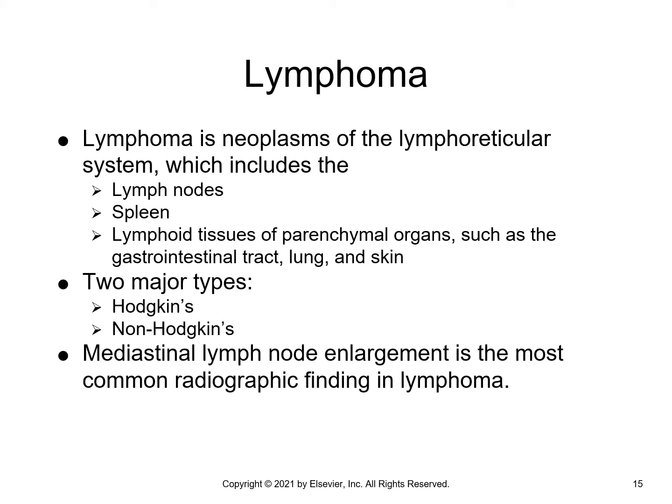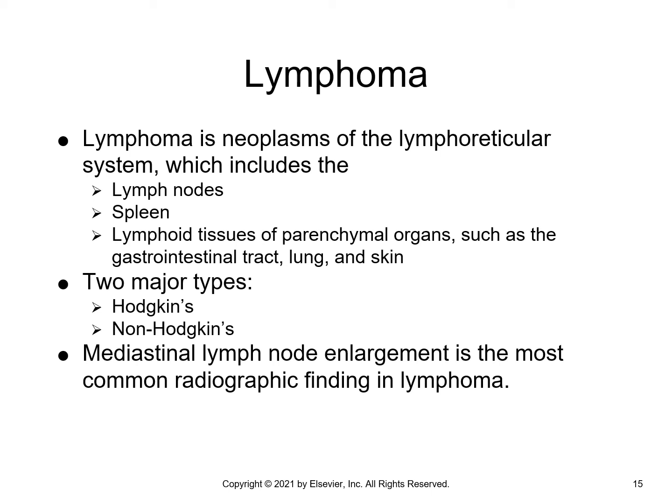Now, these can occur in lymph nodes, spleen, or any other lymphoid tissue in parenchymal organs, such as if there's lymphoid tissue spread throughout the gastrointestinal tract, lung, and skin, a lymphoma can occur in any of those areas. Now, the spleen is basically a lymphatic organ. It has a lot of lymph components, and so this is one of the areas commonly affected by lymphoma. There's two major types of lymphoma, Hodgkin's and non-Hodgkin's.